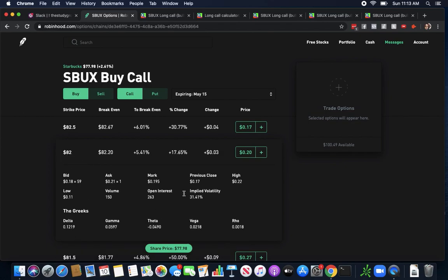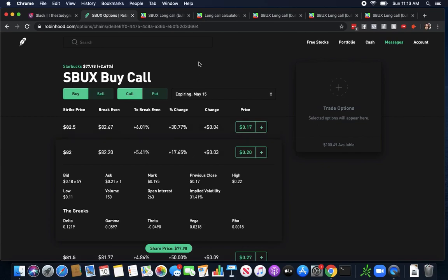So the $82 one, if we look at the implied volatility, it's basically assuming that there's a 31% chance that a move that big will happen by the expiration date, which is the 15th. Like a move that big will happen in that short period of time to get me to where I need to make money.